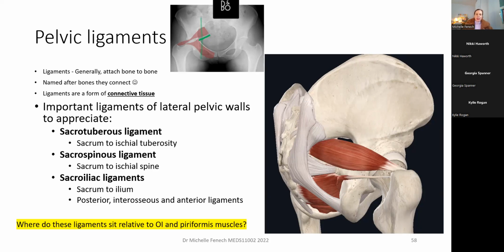Where would you say your sacrospinous ligament sits relative to your piriformis muscle? Inferior? Yeah. So here's our piriformis muscle. This is our sacrospinous ligament here, which I've drawn in. Can you see how your sacrospinous ligament sits in between your piriformis and your obturator internus muscles? Sort of starting to get that concept of where structures sit relative to one another?